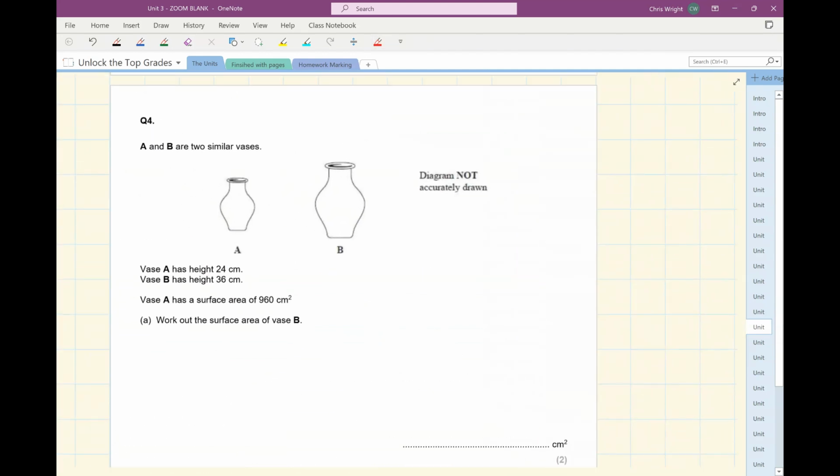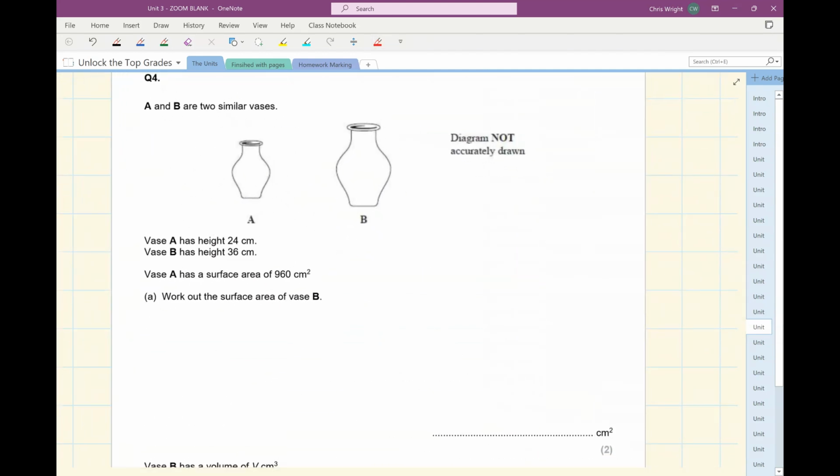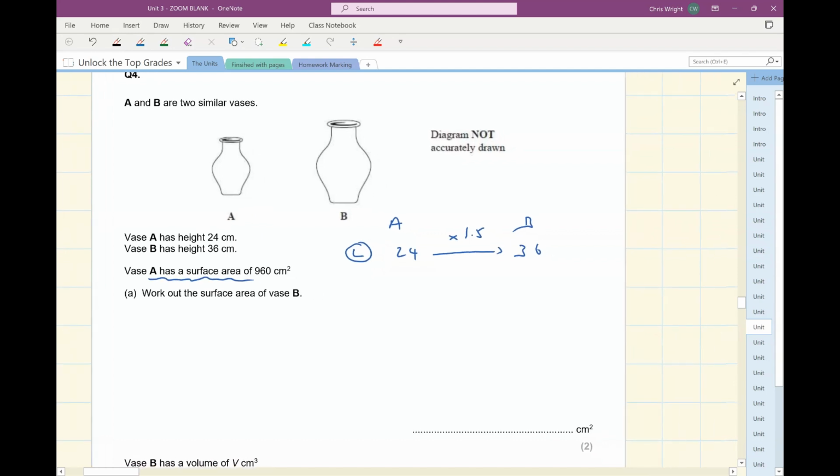Question 4. A and B are two similar vases. Okay, the height of A is 24, and the height of B is 36. So the scale factor is 1.5. Vase A has a surface area of 960.